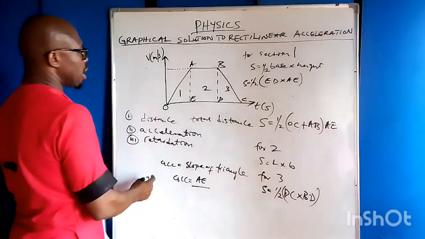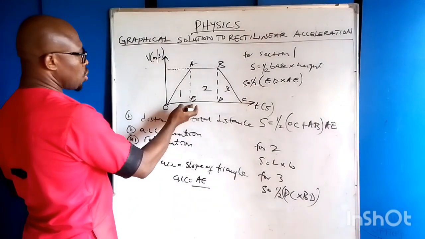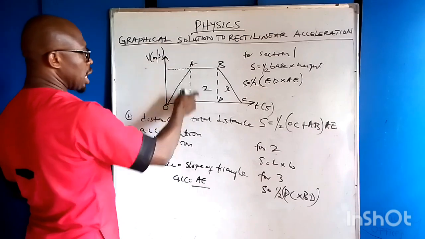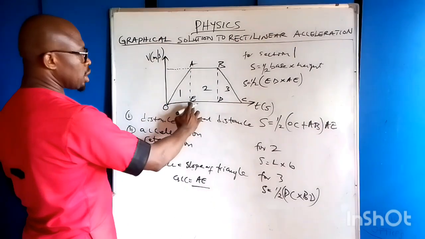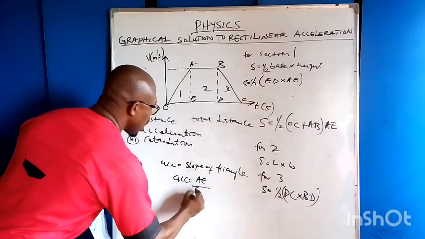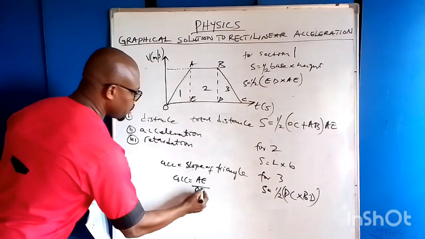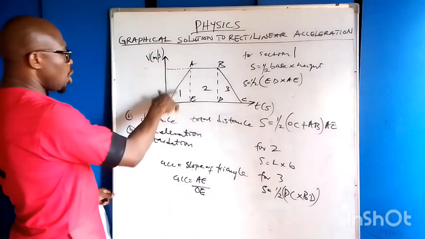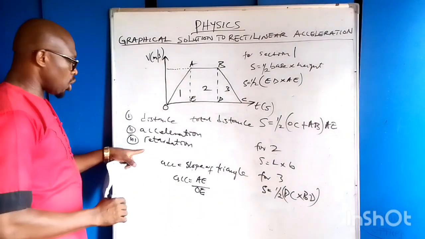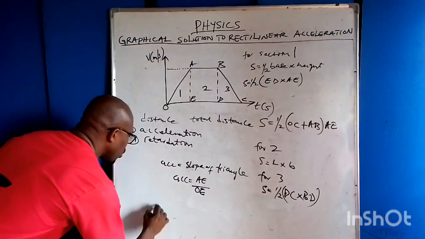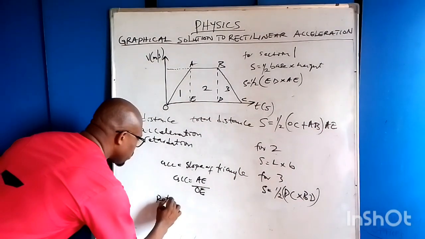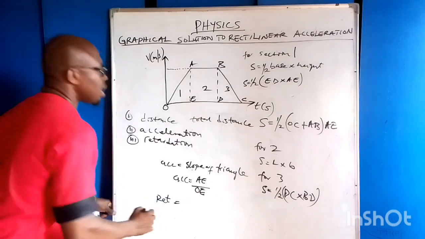So we now have AE all over this side. AE, which is this side, all over this side, which is OE. So this is our slope for this.